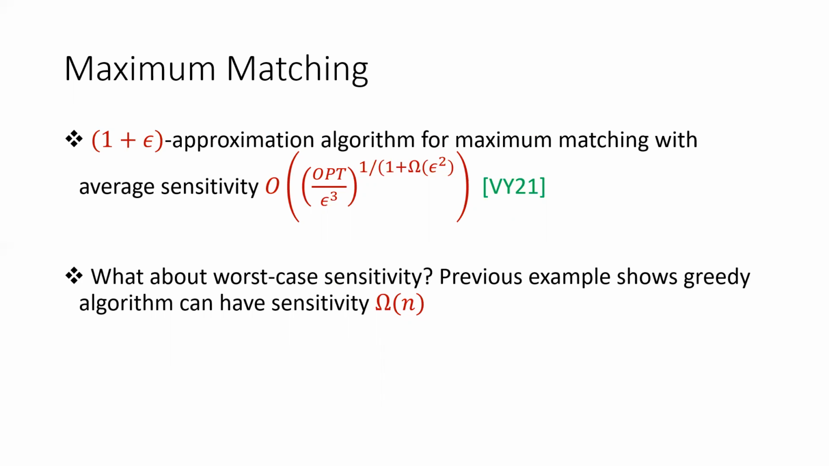Now this can be difficult because the previous example illustrates that the greedy algorithm can have sensitivity omega n for maximal matching. Recall that just by adding a single edge, we can force the maximal matching by the greedy algorithm to entirely change, so that the sensitivity, the symmetric difference, is actually the set of all edges in the graph.